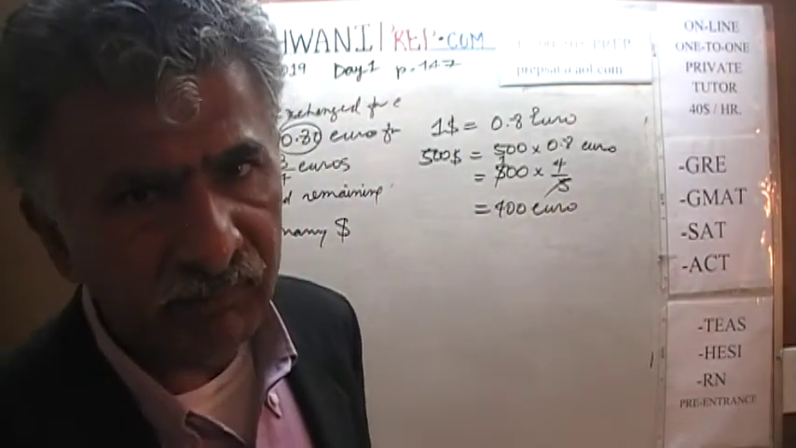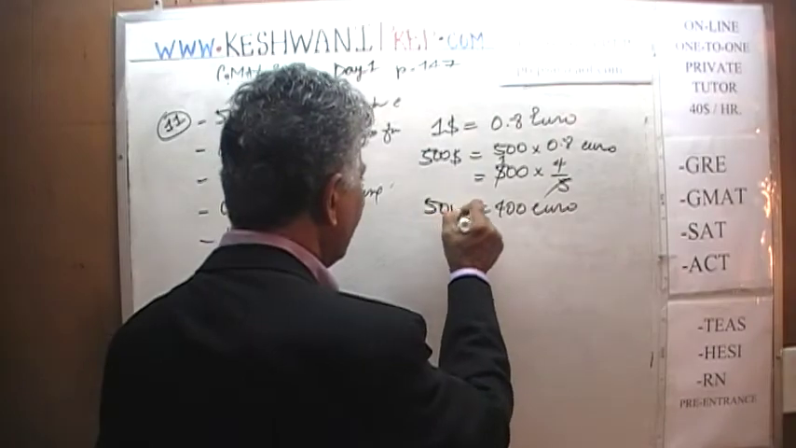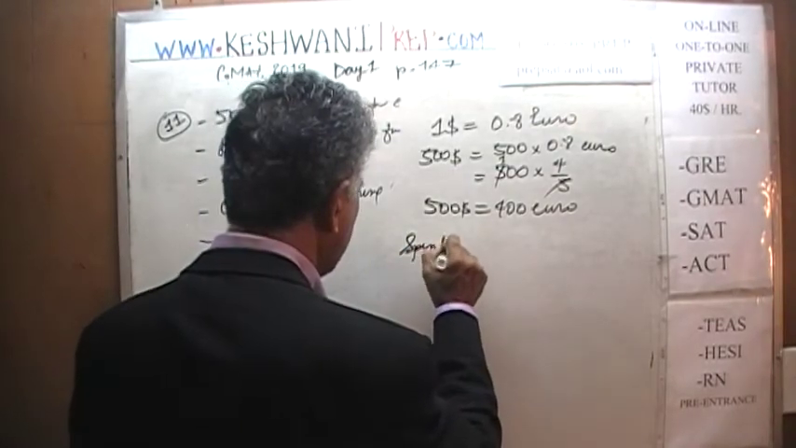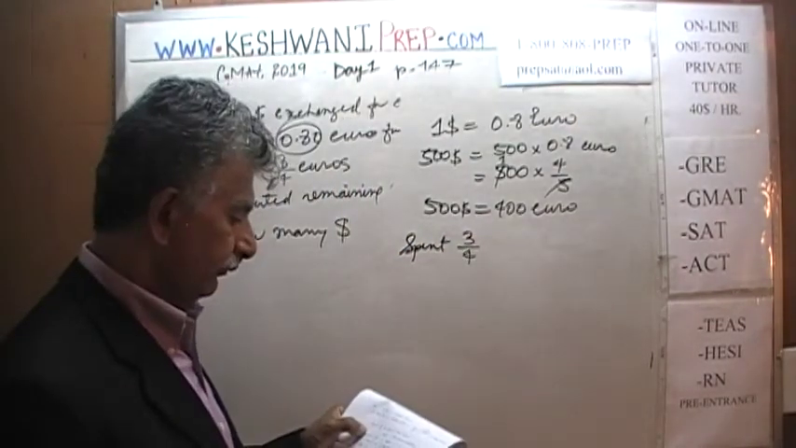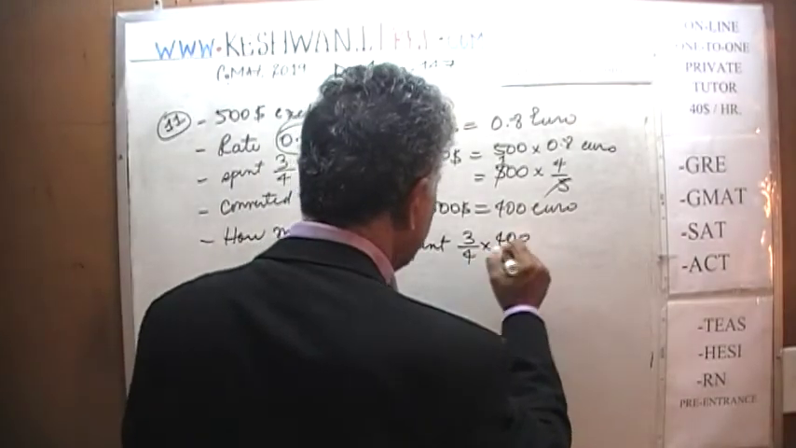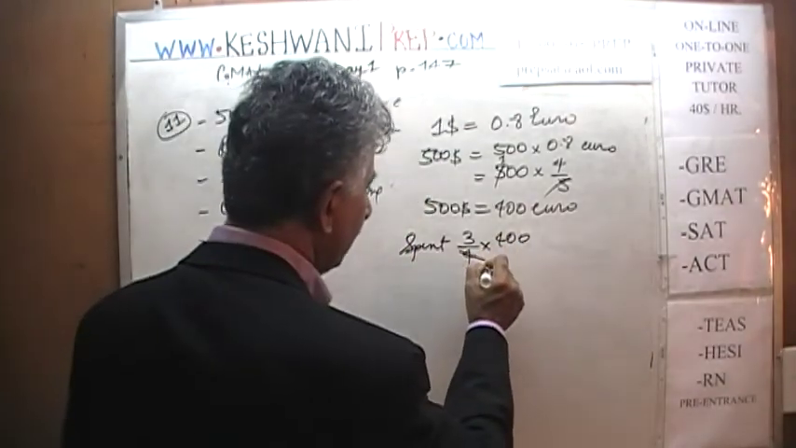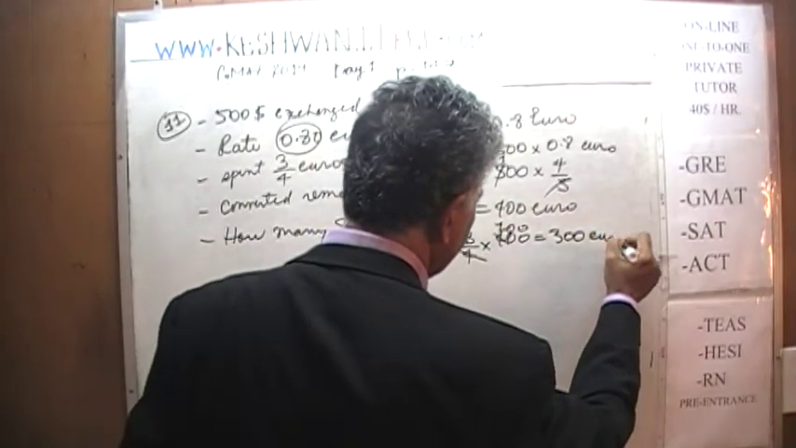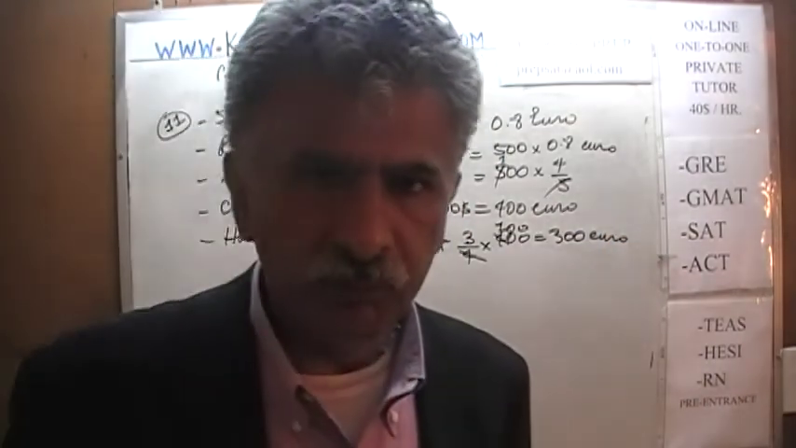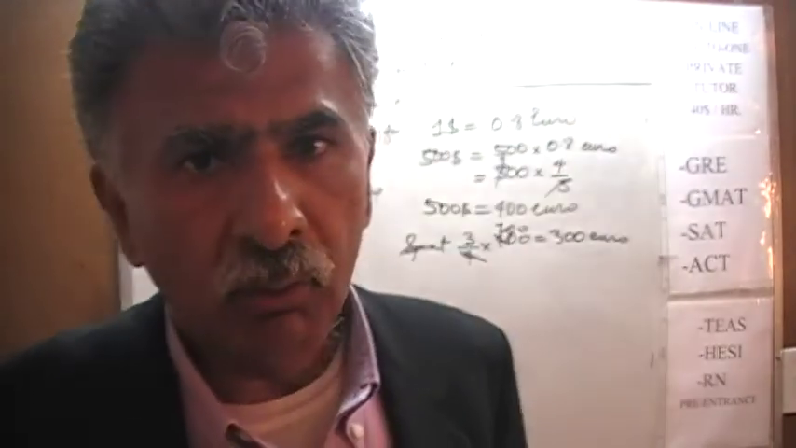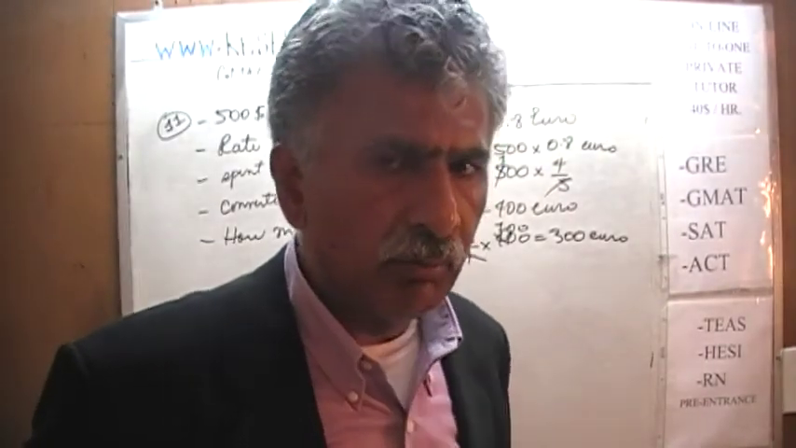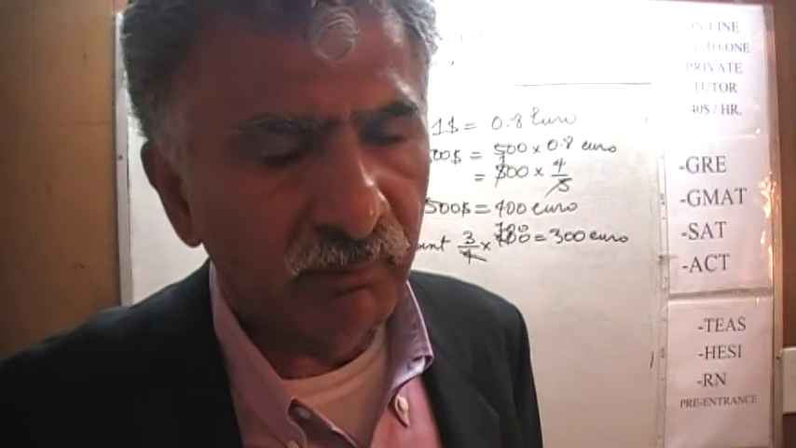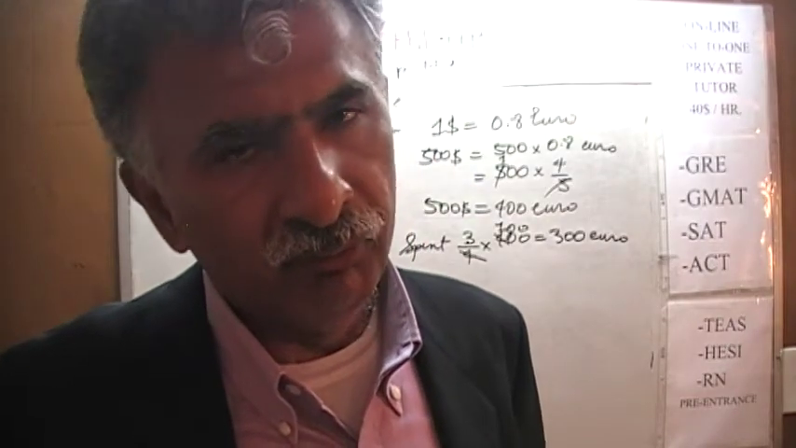In other words, our $500 only translated into 400 euros. Out of which we spent three quarters of them. Three quarters of 400, divide top and bottom by 4. 4 becomes 100, and 3 times 100 is 300 euros. Of course, we don't have to make all that fuss, because 1/4 of 400 is 100. So we converted our $500 into 400 euros, out of which we spent 300 euros. We still have 100 euro left.